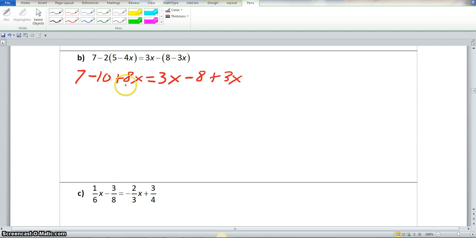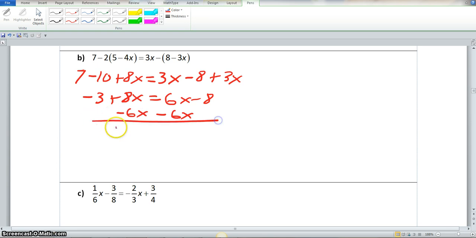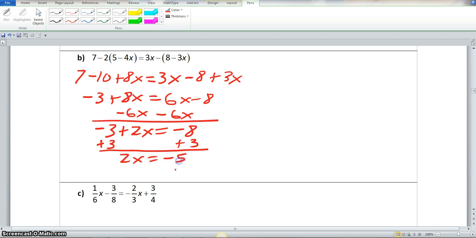Now we combine like terms on our respective sides of the equal sign. 7 minus 10 is negative 3, plus 8x, is equal to 3x and 3x will give us 6x minus 8. Now we need to get all of the variables on one side. So we can subtract 6x on both sides. And we will have negative 3 plus 2x is equal to negative 8. Now we will add 3 on both sides. And we will have 2x is equal to negative 5.